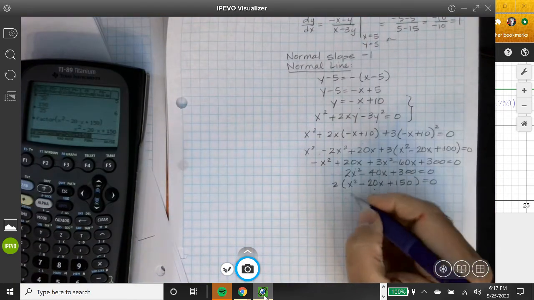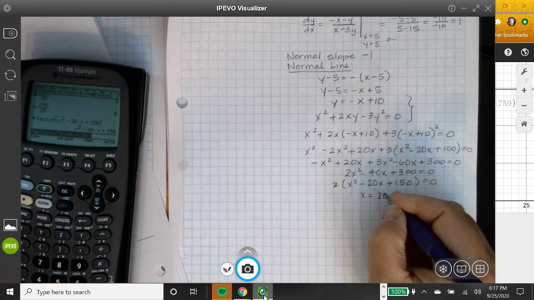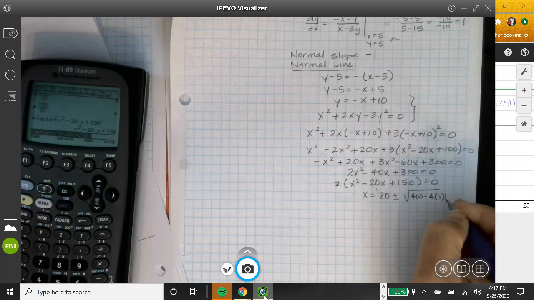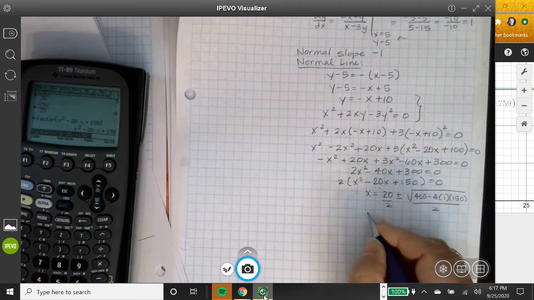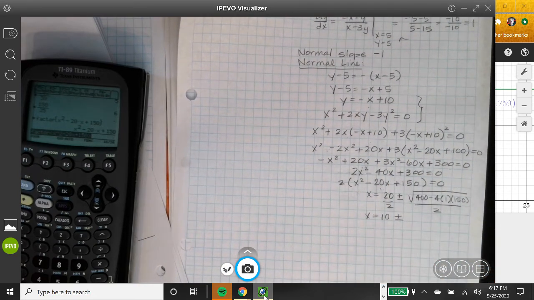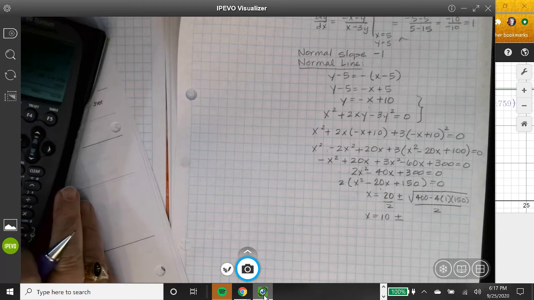So that means we say that x has to equal the opposite of b, which is 20, plus or minus the square root of 20 squared, which is 400, minus 4 times 1 times 150, all over 2a, which is 2. So this is x equals 10, plus or minus, that's going to be 400 minus... oh, it's negative.